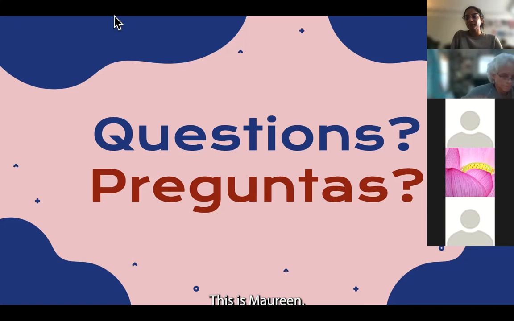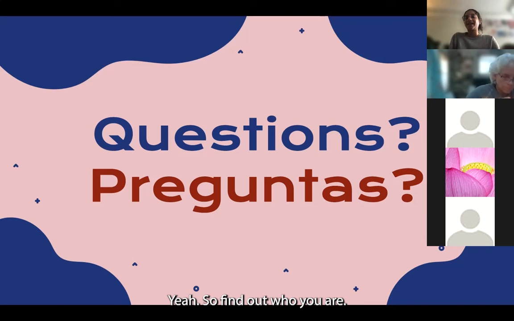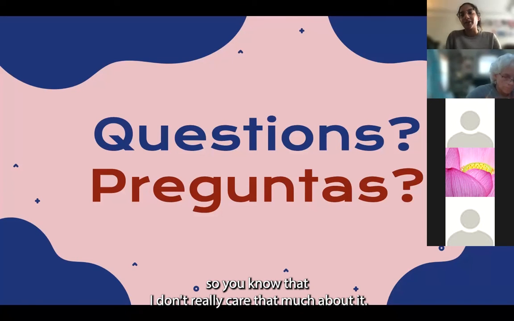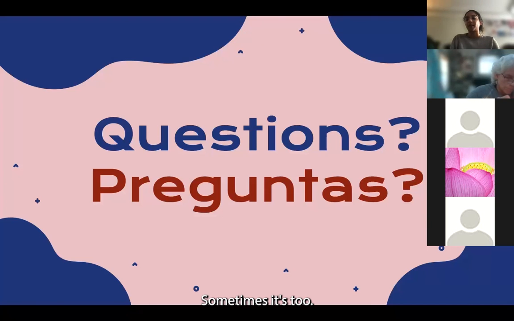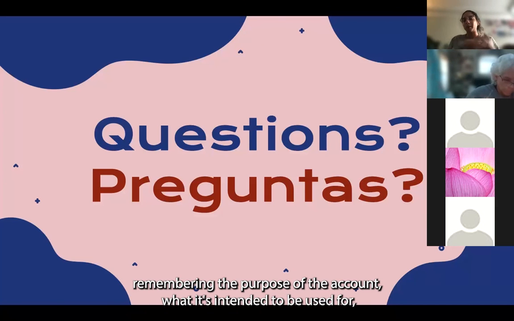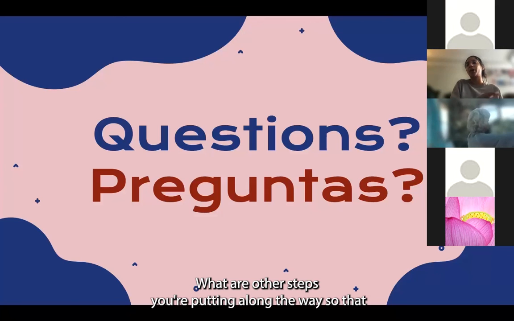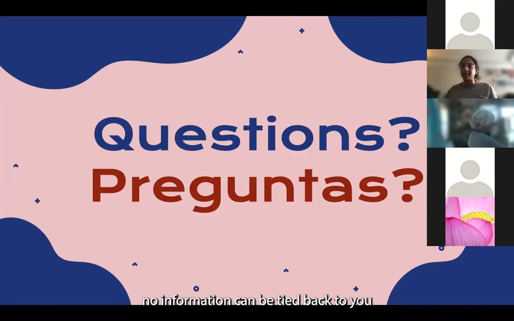This is Maureen, just one quick question. They can track your account back to your email though, right? So they can find out who you are. Yes, I use my middle school email for that, an email that I don't really care that much about if someone has access to. That's the other thing: remembering the purpose of the account, what it's intended to be used for, and if there are surveillance issues, what other stops you're putting along the way so that no information can be tied back to you.